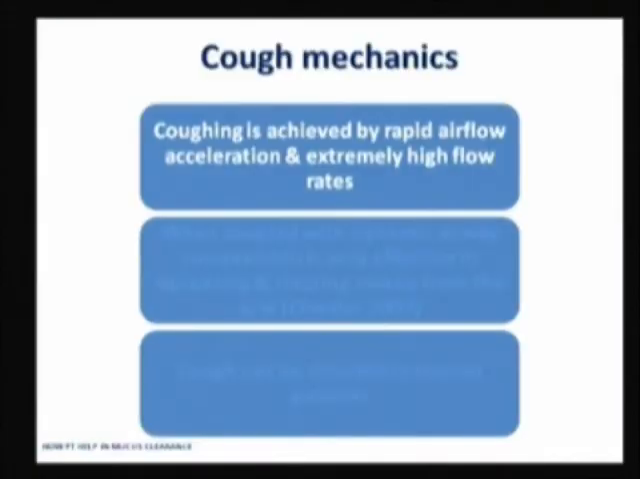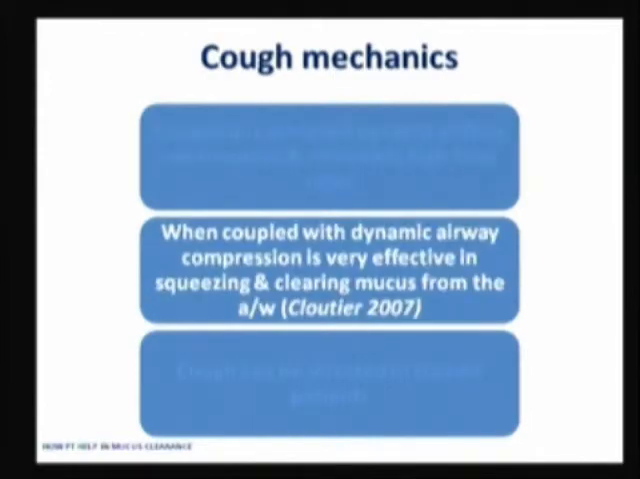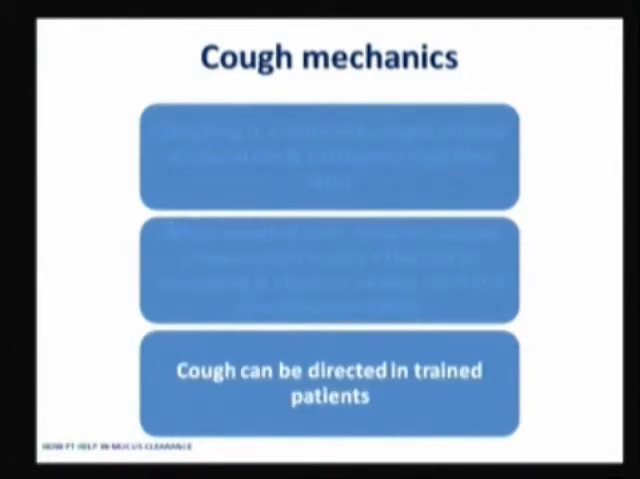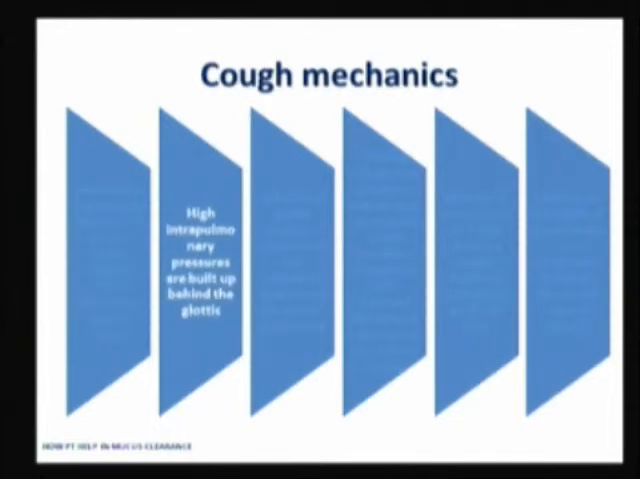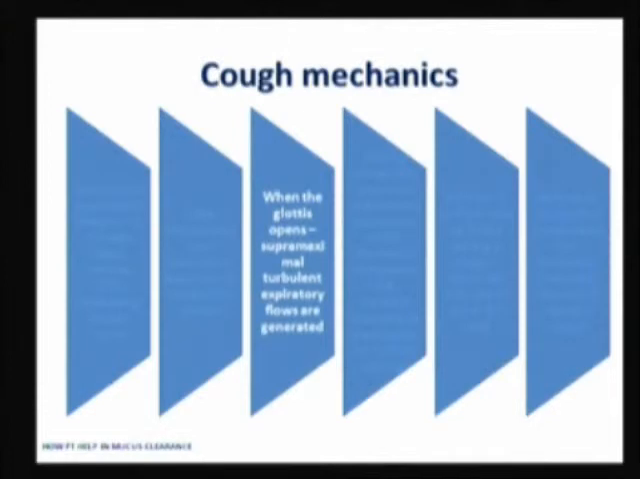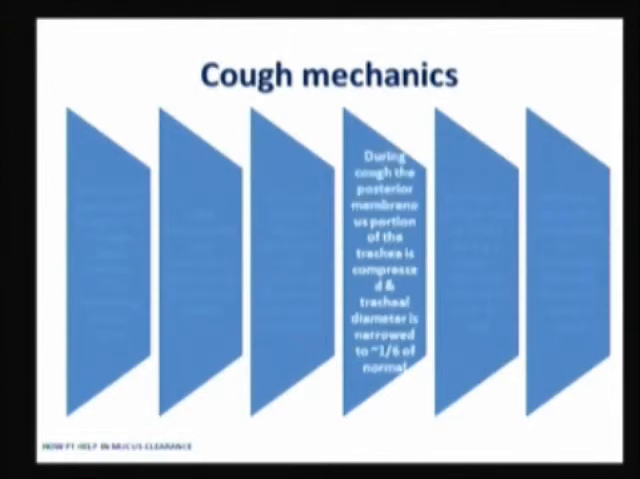The coughing mechanism is achieved by rapid airflow acceleration and extremely high flow rate, which, when coupled with dynamic airway compression, is very effective in squeezing and clearing mucus from airways. Cough can be directed in trained patients. In cough mechanics, the inspiration is generally deeper, about 1.5 times the tidal volume, increasing elastic recoil. High intrapulmonary pressures are built up behind the glottis. When the glottis opens, supramaximal turbulent expiratory flow is generated.